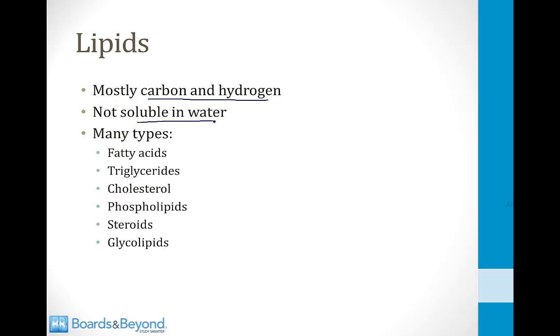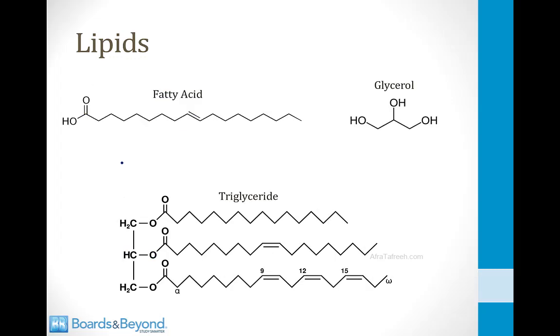And there are many types of molecules that fall under the heading of lipids. Some of the most important ones are fatty acids and triglycerides and cholesterol, but also many other substances like phospholipids and steroids and glycolipids. In this module, we're going to talk a lot about the transport of triglycerides and cholesterol. So let's start by talking about what molecules of triglyceride and cholesterol look like.